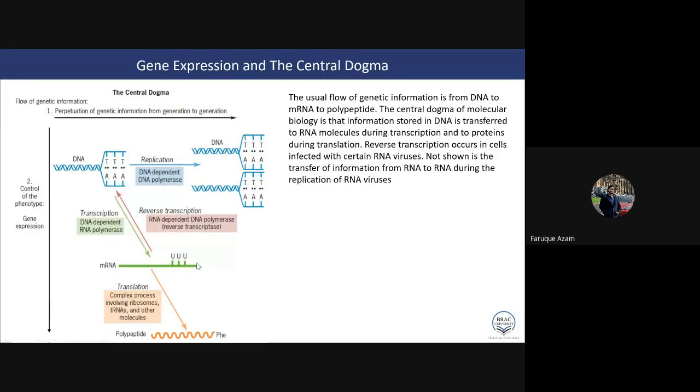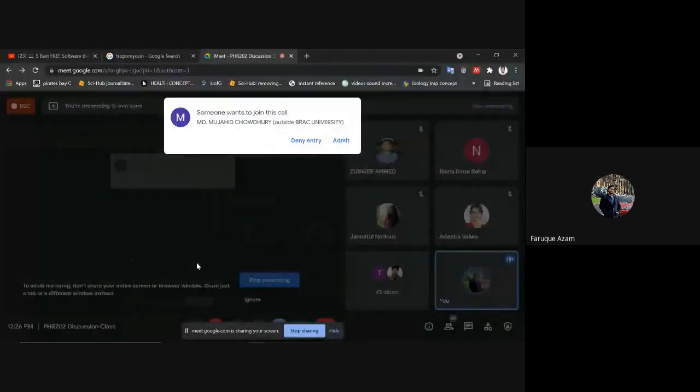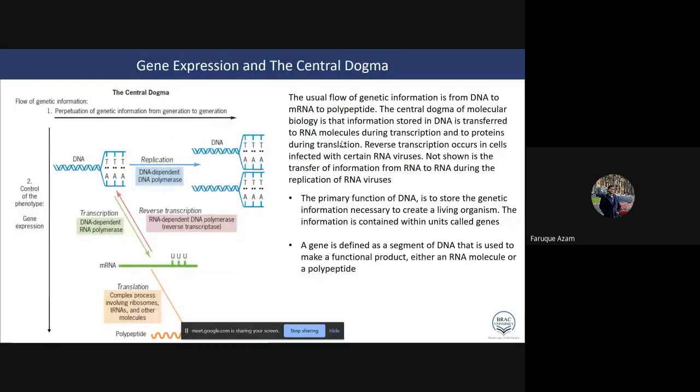The other flow of information, which is from RNA to RNA, is seen in RNA viruses, but it is not shown here. So this is mainly the central dogma. So far, we have seen the central dogma in the last class, and this codon, triple U, mainly codes for the amino acid phenylalanine.